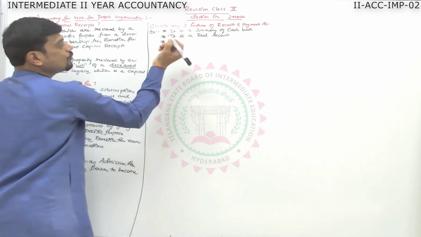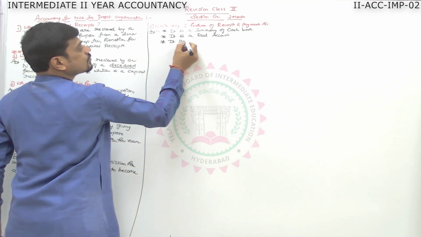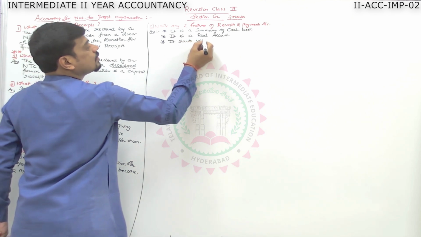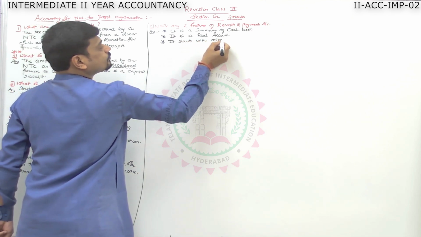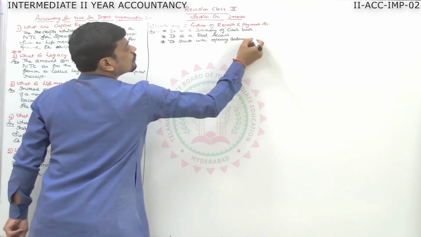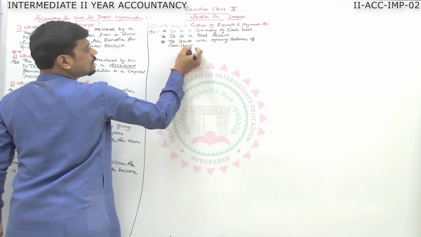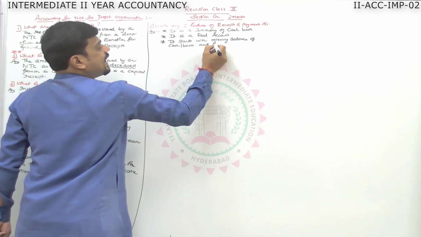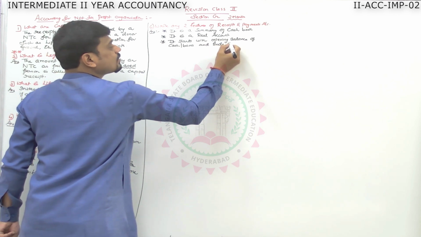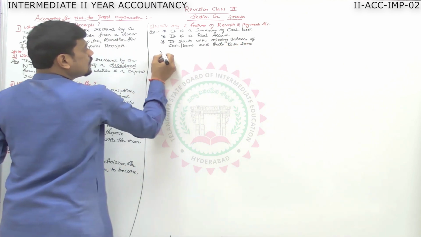Third feature is what? It starts with opening balance of cash or bank and ends with same. Ends with same. Then what you can write?